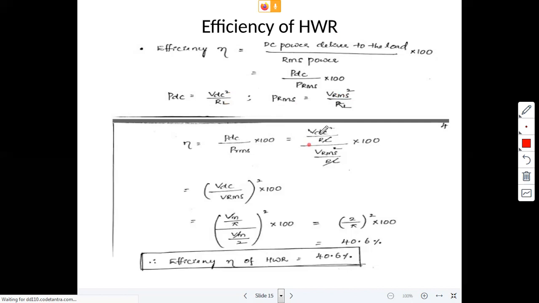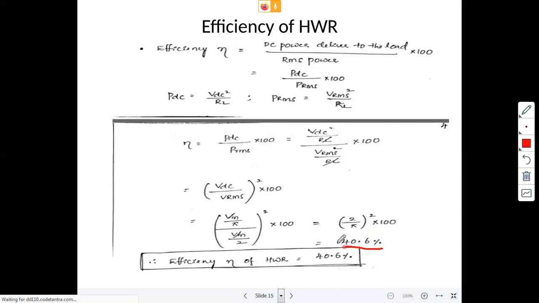Efficiency is equal to VDC by VRMS whole square. Then simplify, and the final expression is 2 by pi whole square into 100, that is equal to 40.6%. So the AC to DC conversion efficiency of a rectifier is very, very poor. That is less than 50%. The calculated value is 40.6.